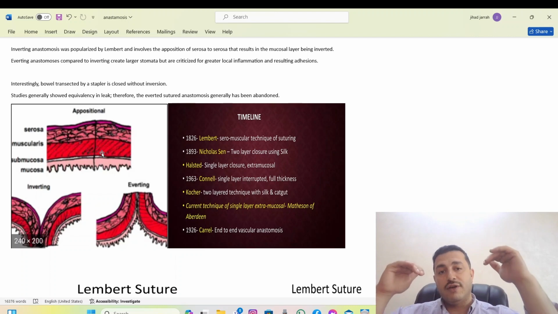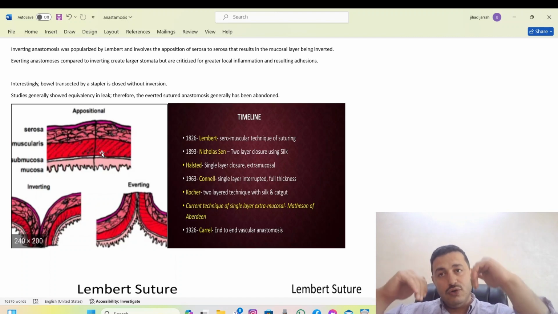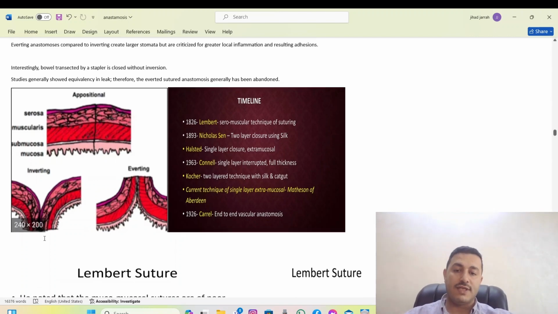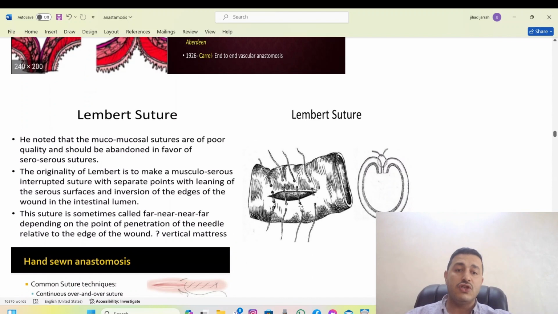Halsted stitch, reaching from the serosa to the submucosa and inverting the mucosa inside. To see a picture, it will be clear. This is Lambert stitch. This is approximation of only the serosa, as you see here in this picture, and inverting the other part of the bowel wall. Sometimes they call it near, far, far, near. This is Lambert. There are many modifications, like the Zerny modification, in which we use another internal stitch as a first step, and as a second step we use the Lambert stitch, called double layer anastomosis.